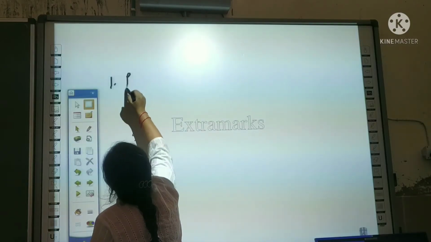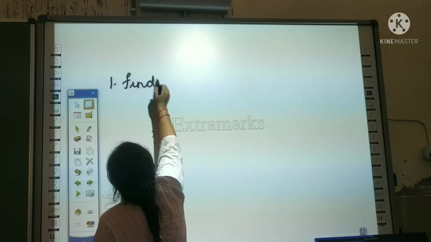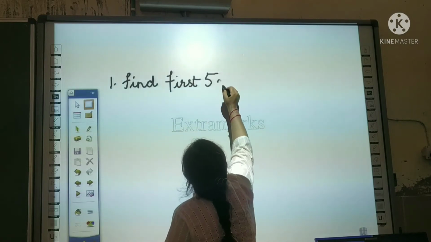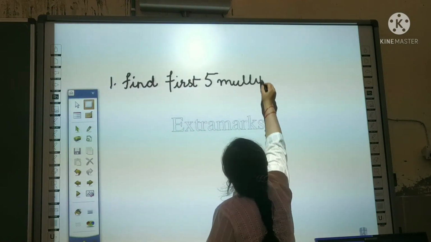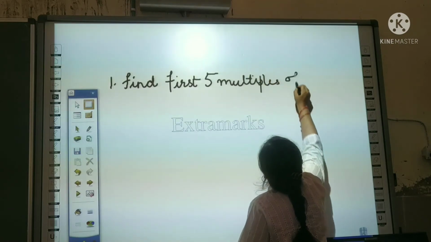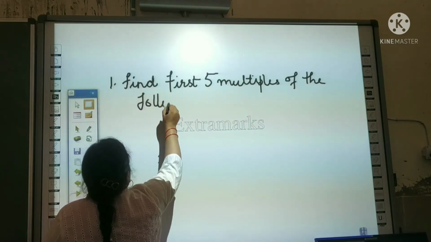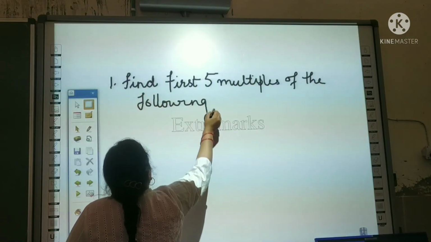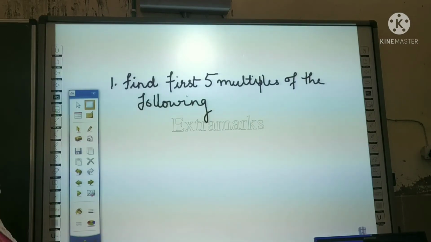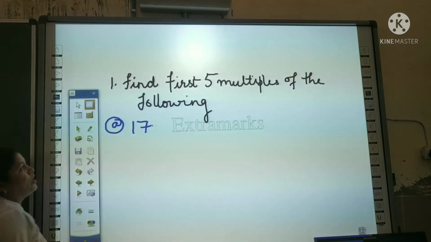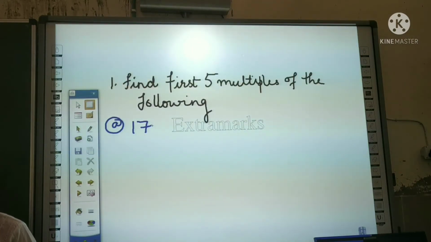Question number 1. Find first 5 multiples of the following. ये जो मैं नीचे नंबर लिख रही हूँ, इसके आपके फर्स्ट 5 मल्टीपल्स आपको पता करने हैं. ठीक है. The first question is 17. So how can you find out the first 5 multiples of 17? कैसे find out करोगे 17 के first 5 multiples?